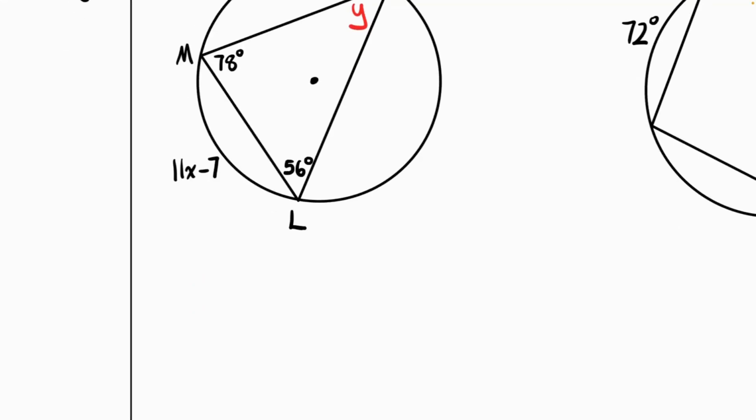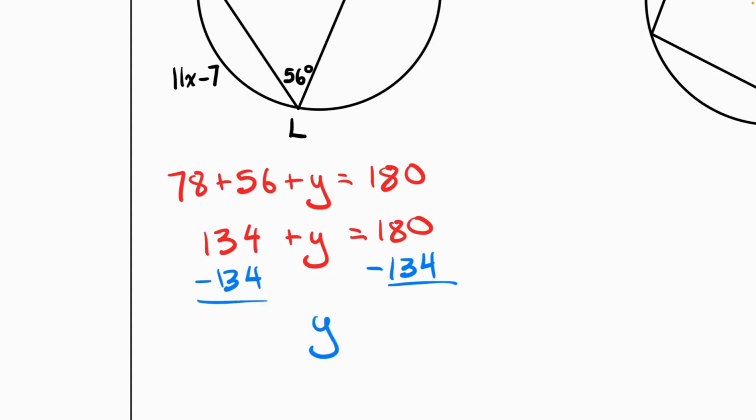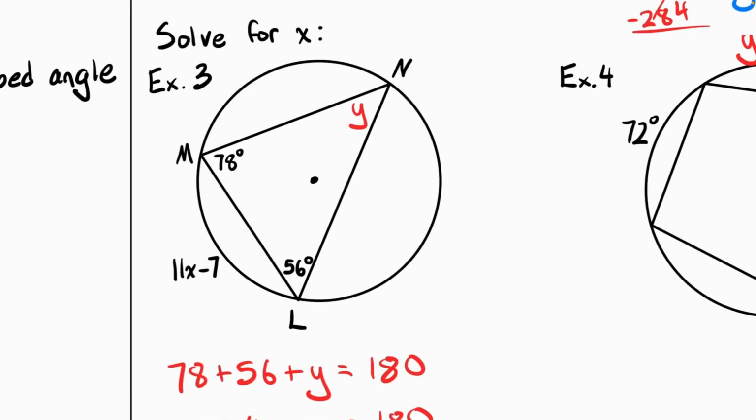So I can say if I add up those three angles, 78 plus 56 plus y, they should add up to 180, and I can solve for that. So 78 plus 56, what is that going to be? 134 plus y is equal to 180. And then I can subtract 134 from both sides. Y is therefore going to be equal to 46. So I now know that this angle here is 46 degrees.